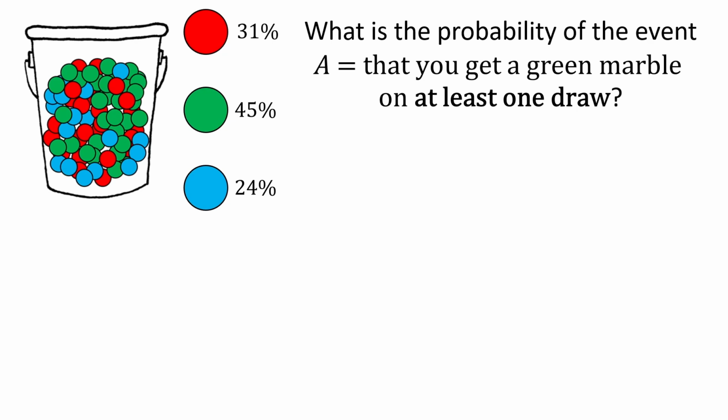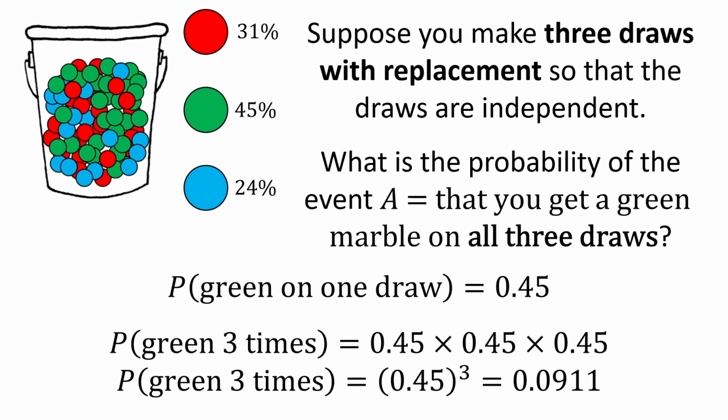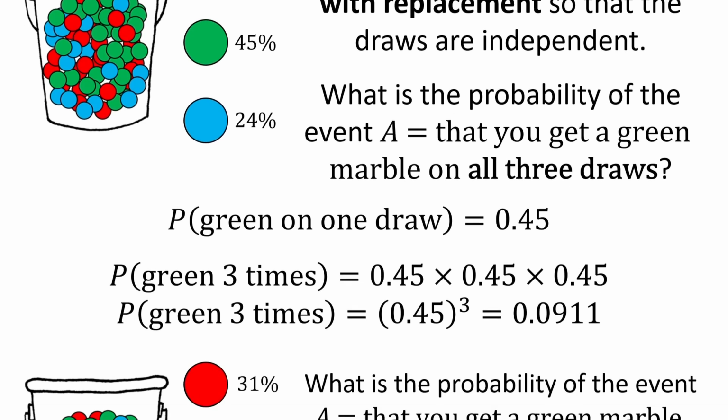Last question of the day. What is the probability of the event that you get a green marble on at least 1 draw? This is a bit deceptive, because this question, as it is asked, is quite difficult. If we go back for a moment, it's easy to calculate the probability you get green 3 times in a row, because there's only one way that can happen. All 3 draws have to be green. So that's a very easy calculation.